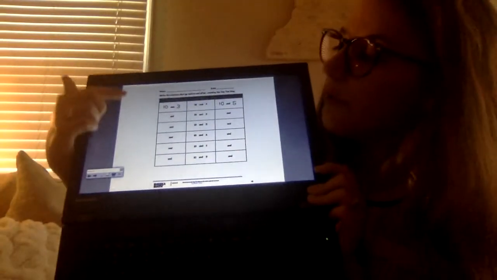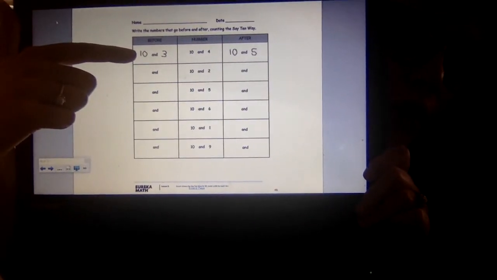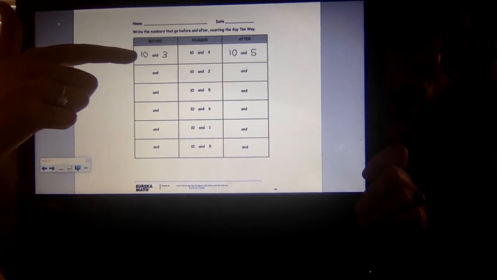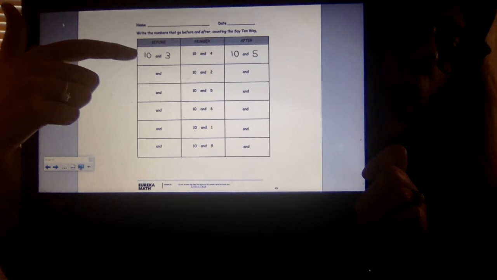And so this column over here says before. And so on the before column, you're going to be writing the number that's 1 less. So the first one is done for you. It says 10 and 4. 1 less than 4 is 3. Remember, 1 less gets smaller. So I would write 10 and 3.